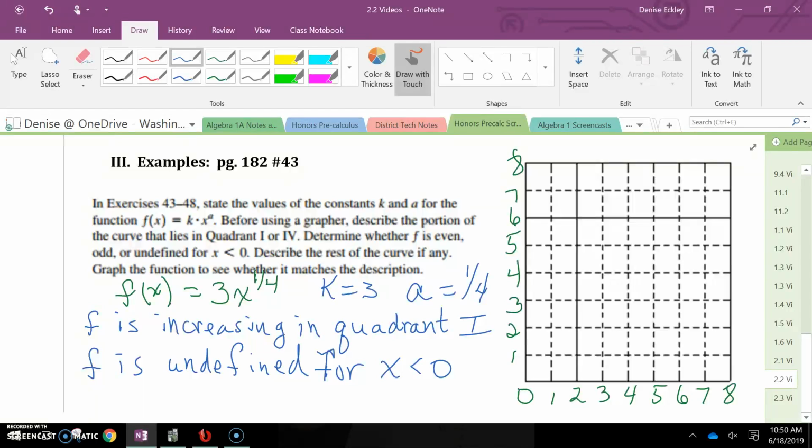So now we're going to go ahead and graph it, and at 0, it's 0, and at 1 it's going to be 3, and then at 3, I put these in a calculator, it's a little less than 4, and then at 8 it's a little more than 5. So it's going to have the classic shape of a power function, which will be this, like that.